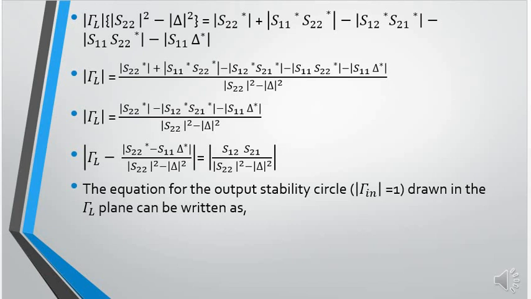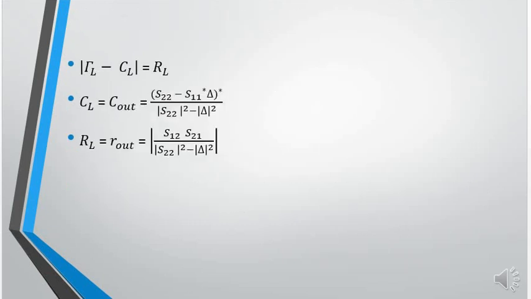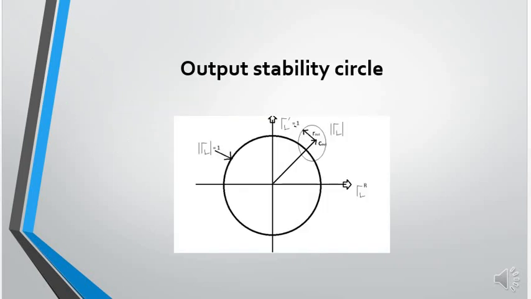So the equation for the output stability for the reflection coefficient equal to 1 is drawn in the load reflection coefficient plane and can be written as the load reflection coefficient minus CL is equal to RL. So CL is equal to C output, that is equal to S22 minus S11 conjugate del the whole conjugate divided by S22 square minus del square. So RL is equal to small r output is equal to S12 S21 by S22 square minus del square. So this figure represents the output stability circle that is drawn in the load reflection coefficient plane.